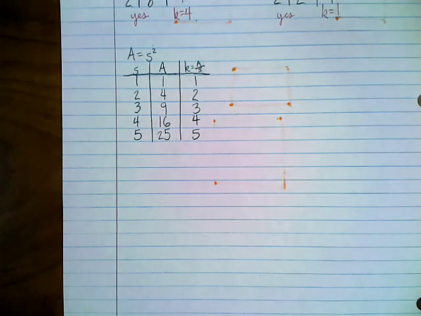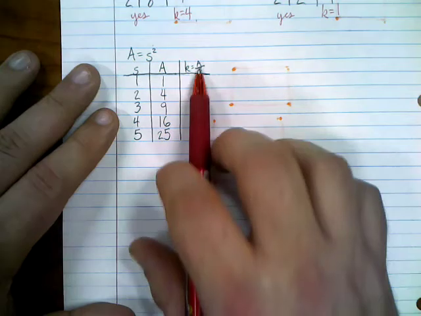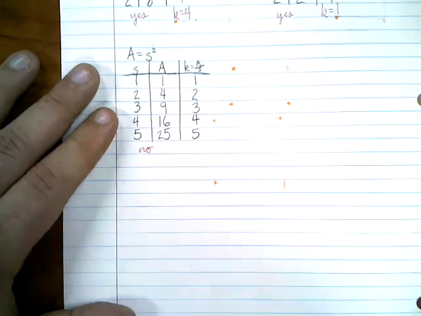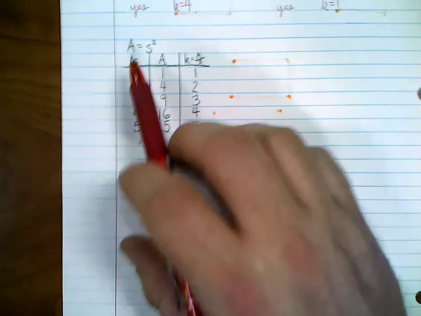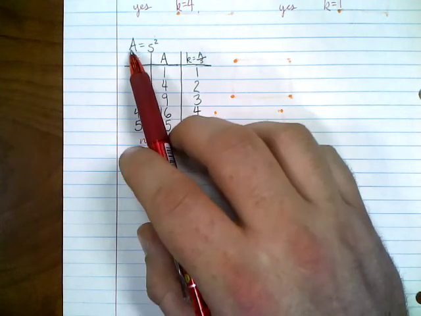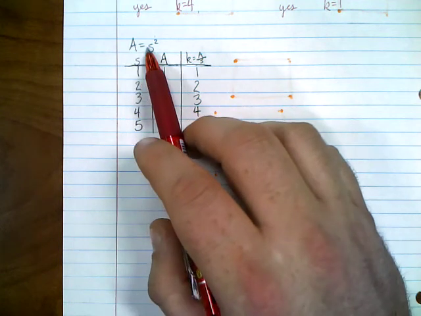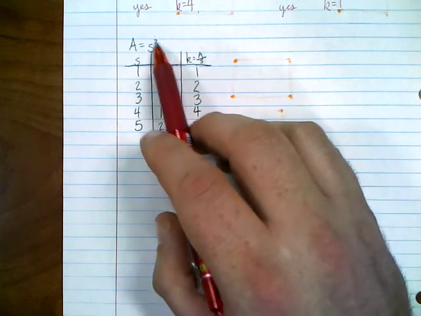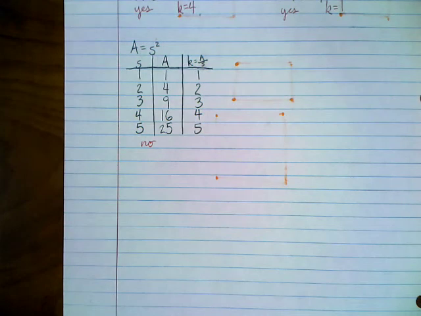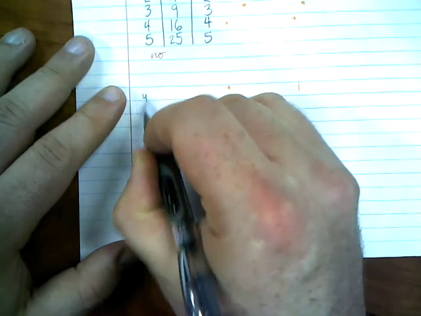Is this a direct variation? Do we have a constant of proportionality, a constant of variation? No. And hopefully we can see that from the equation up here. This should be y equals kx, or my output equals the constant times the input. Not the input squared, just the input. So no, this is not a direct variation. All right, and one more, and we'll be done for this lesson.